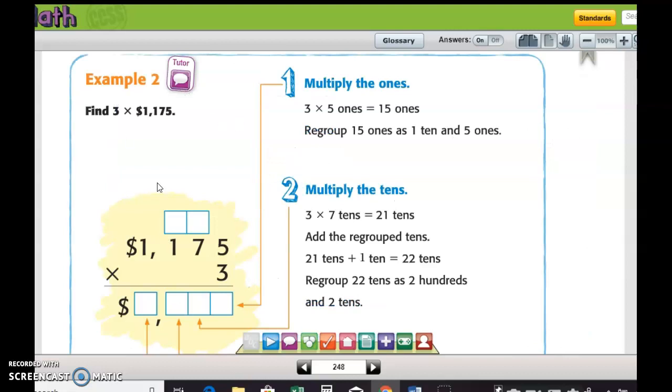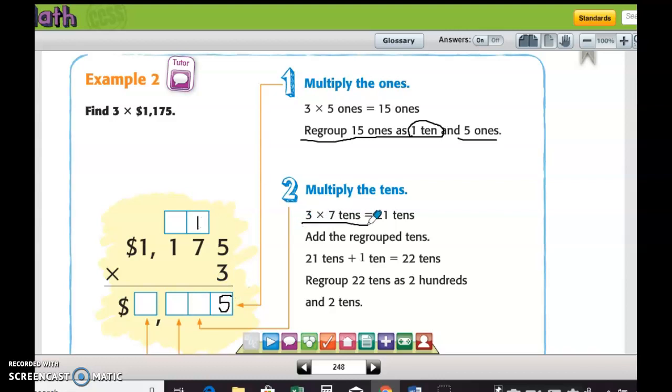Now, example 2 on page 248 is much more like what we did in the previous lesson, lesson 7, I believe. And that's with the regrouping going up above the next place value. So they've just got no word problem. They've just got 3 times 1,175. And 3 times 5 ones is 15 ones. We have to regroup 15 ones as 1 ten and 5 ones. So 5 ones and 1 ten.